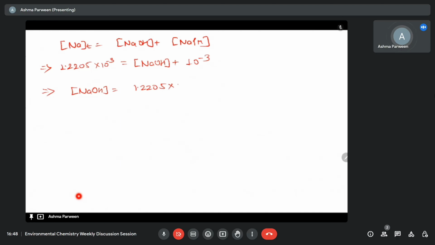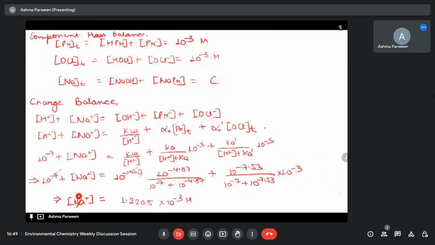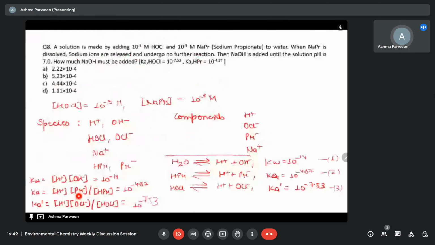So on solving this, we will get NaOH added as 1.2205 into 10 raised to minus 3 minus 10 raised to minus 3, which is coming out to be 0.2205 into 10 raised to minus 3 m, or we can write it in the form of 2.205 into 10 to the minus 4 m. So this much of NaOH has to be added in the system to get the final pH as 7. So let's move to the next question.